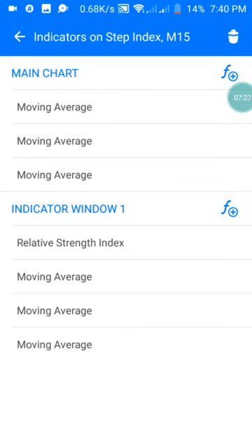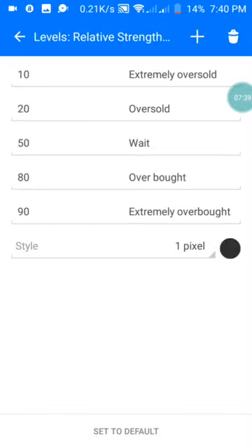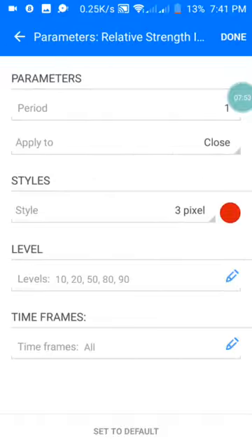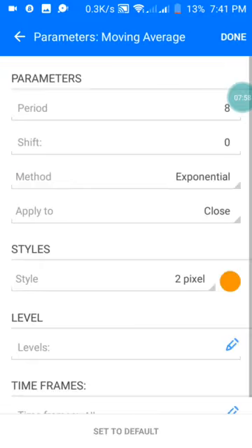We have our relative strength index. Our relative strength index has the period of 1, applied to close, and the style in red color, and our levels are 10, 20, 50, 80, and 90, which are my oversold, waiting, overbought, and my entry. So you can screenshot this place also and set it up on your phone, and press on done. Then move to the first moving average on the period of 8, shift of 0.